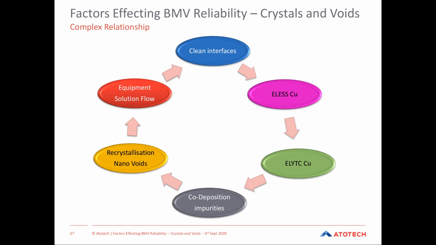And recrystallization can be impacted by nano-voiding as well, and vice versa. The way the solutions are delivered is important, so your equipment is also part of this closed loop system. And as I said, it's a closed loop system. So once you're back to the beginning, it's just keep going around in circles. But we are definitely seeing benefits, and we have a much better understanding now of crystallography and factors affecting that within microvia structures.